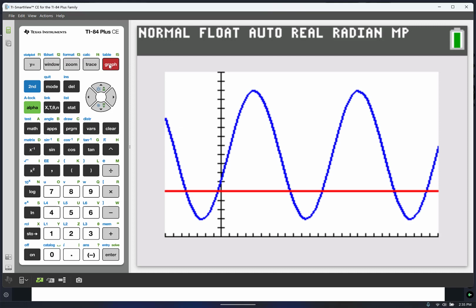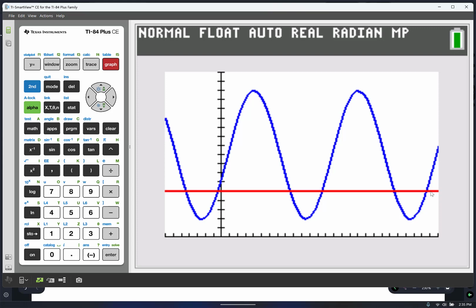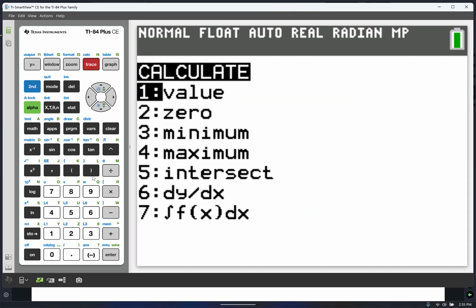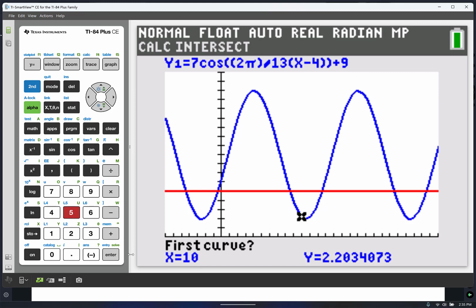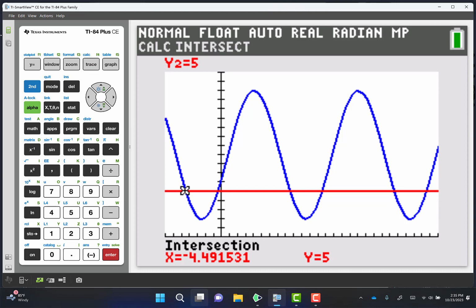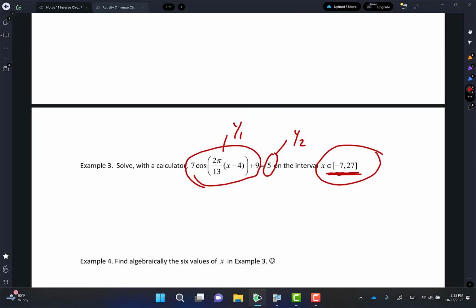All right, check this out, guys. We're going to get those intersections. Let's go ahead. Someone try to get those last ones here. I'm going to start getting the first ones. Second, calculate number 5. There's only 2 curves in here. Enter. And then when it says guess, scroll to the one you want. Those are my 2 curves. Push enter right there. So there's my first answer. -4.491 or 492 if you're rounding. X equals -4.492, comma.